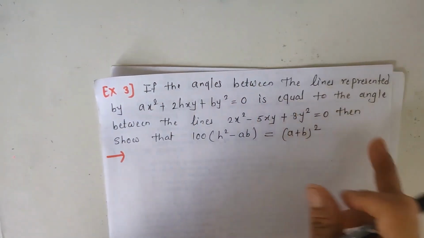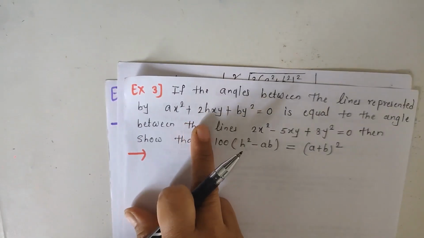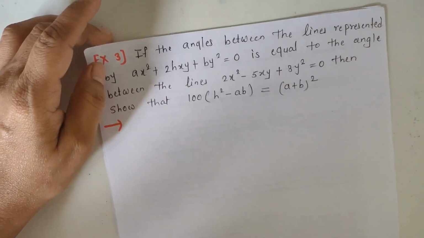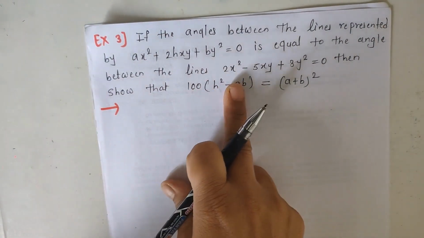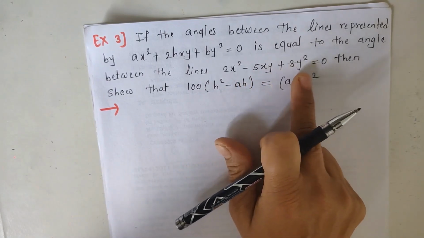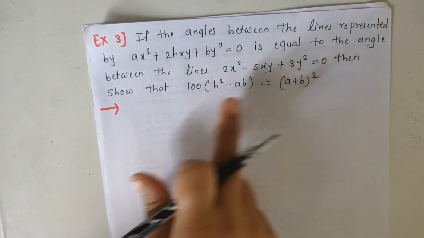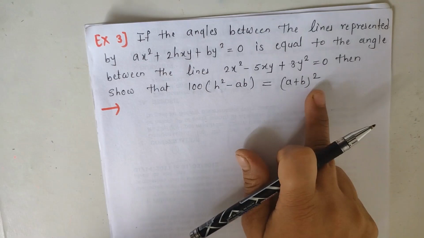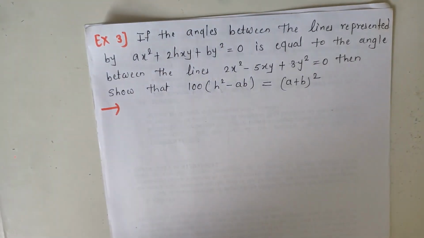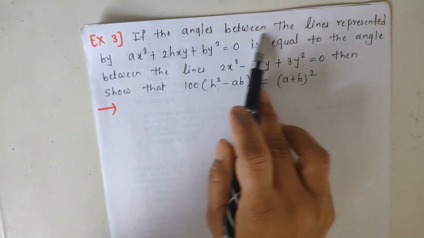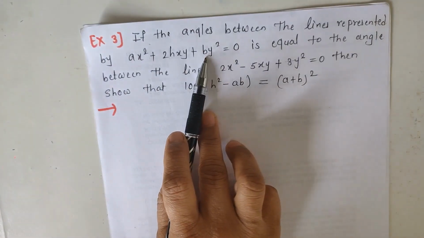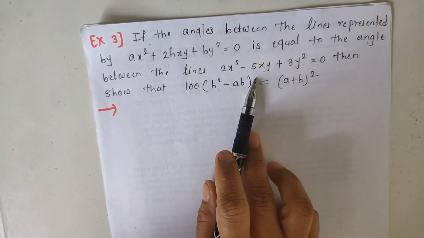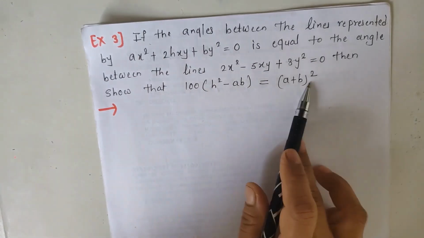If the angle between the lines represented by ax square plus 2hxy plus by square is equal to 0 is equal to the angle between the lines 2x square minus 5xy plus 3y square is equal to 0, then show that 100 into h square minus ab is equal to a plus b bracket square. Now here the acute angle represented by the homogeneous equation is equal to the angle between the lines of the given homogeneous equation. Then we have to show this expression.